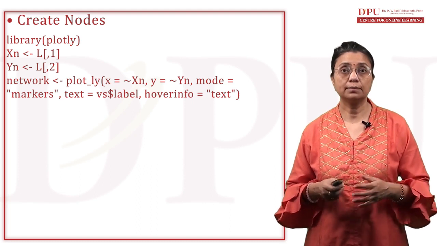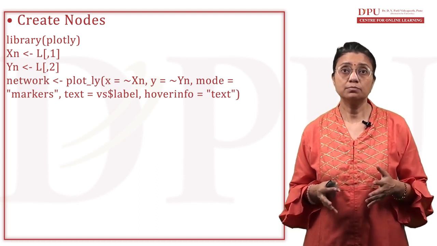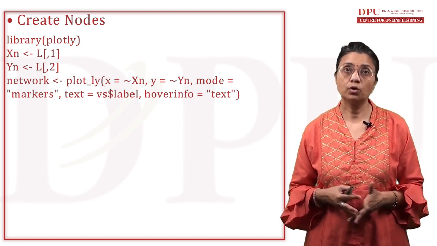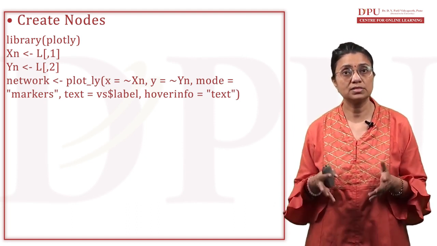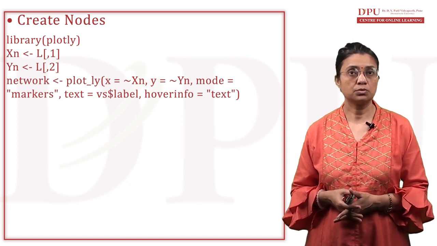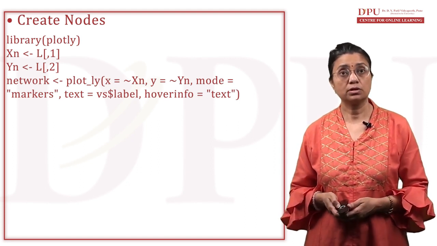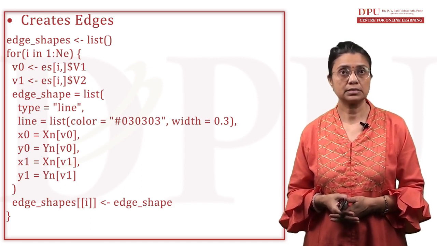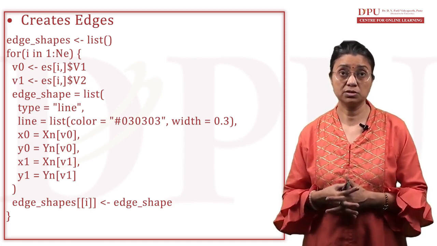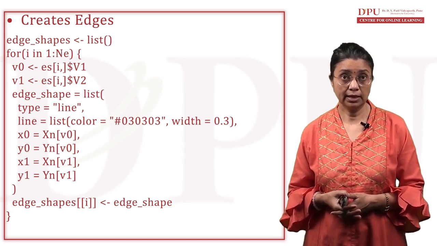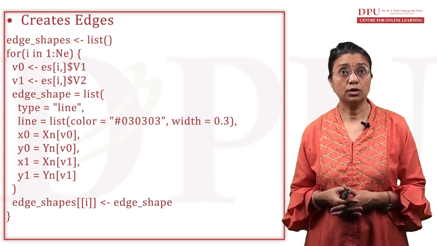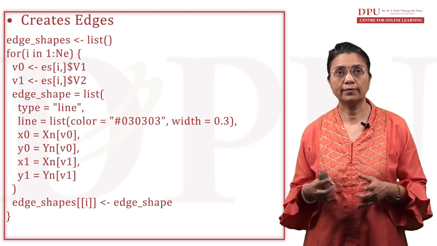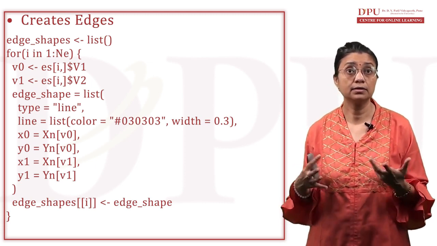And now I am calling the plotly function once again, and I am storing x equals tilde xn and y equals tilde yn. Mode is markers, text is equal to vs$label, hoverinfo is equal to text, and that is stored in the network. You can see over here edge_shapes equals list. So you can see that we have used the for function. In the for function, I am calling i in 1 till ne, which means from 1 to the length of the edges, and that has started traversing the entire network.